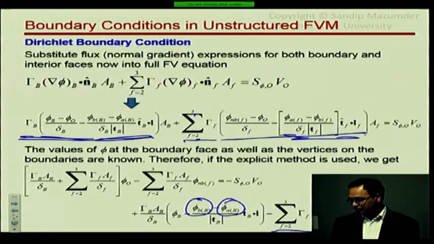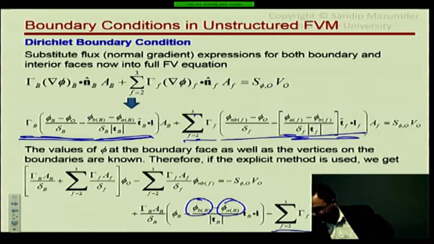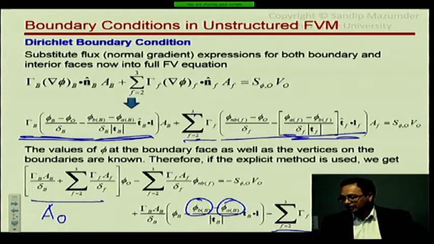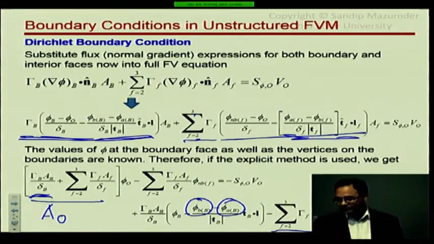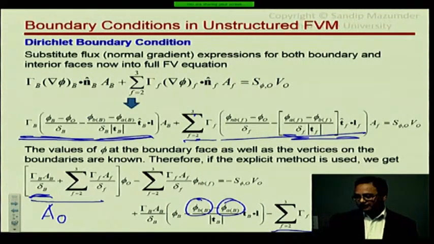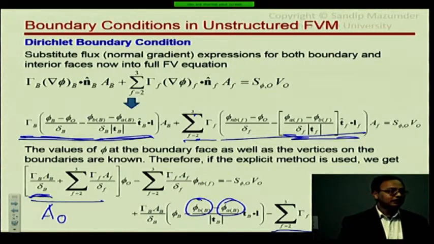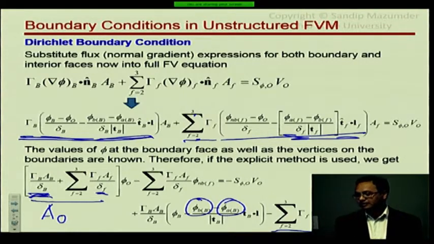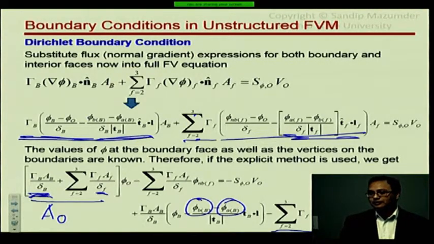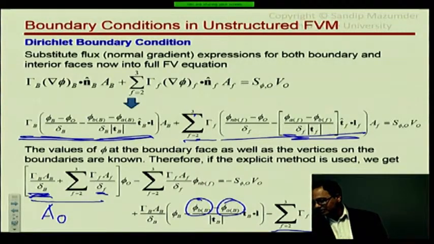So one thing I want to talk about here is, if you now look at this, this is your A naught, the diagonal of your matrix. The fact that this came from the boundary doesn't really matter. I could have done a summation from 1 to 3 of gamma f A f over delta f, because this is the same as that, except it's for phase 1. So your A naught will simply be the summation of gamma f A f over delta f. That's it. As far as the neighbors are concerned, I just have 2 neighbors now, the 2 interior faces.